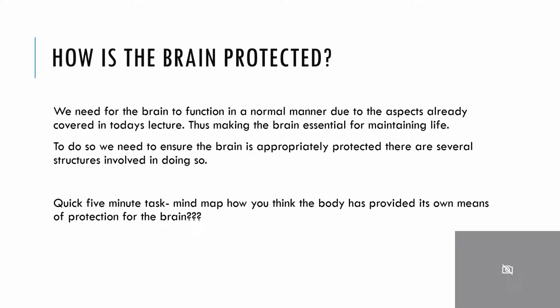So how is the brain protected? We need for the brain to be protected to function in a normal manner due to the aspects already covered in today's lecture. The brain is essential for maintaining life. To do so, we need to ensure the brain is appropriately protected. There are several structures involved in doing so. Mind map how you think the body has provided its own means of protection for the brain.